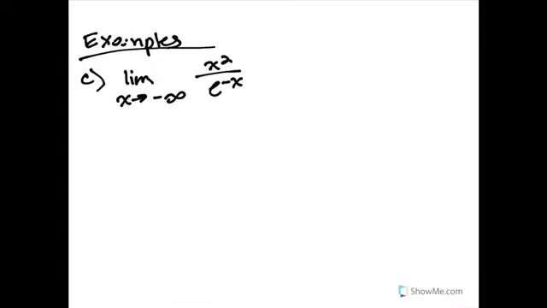All right, limit as x goes to negative infinity of x squared over e to the negative x. So x squared, if I plug a negative infinity in there, I'm going to get a positive infinity, over e to the negative x. Well, e to the negative x with a negative infinity would be e to the positive infinity, which is infinity, right? So we've got infinity over infinity. We can do L'Hopital's on this.